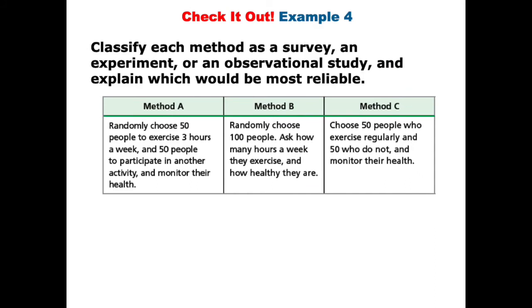Here's another example of the same one that we just looked at, but a little different. So method A would be an experiment. Method B would be a survey, and method C would be an observational study. And so method B is the least reliable because there is no basis for comparison. Method C has a comparison group, but the members are self-selected, which could lead to bias. And in method A, the members of each group are randomly selected, so method A would be the most reliable.